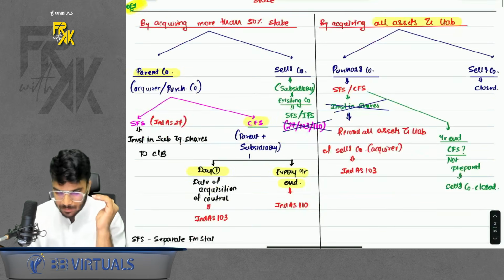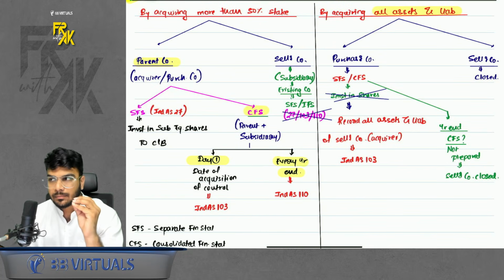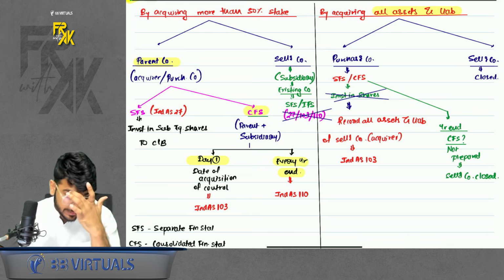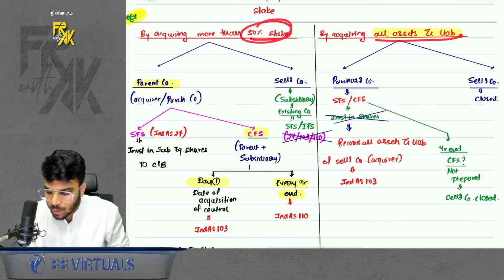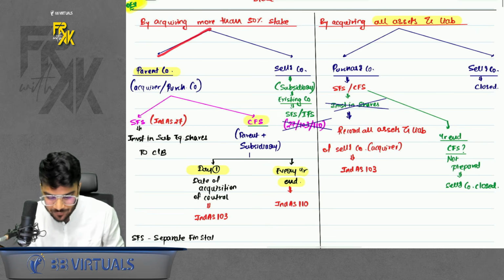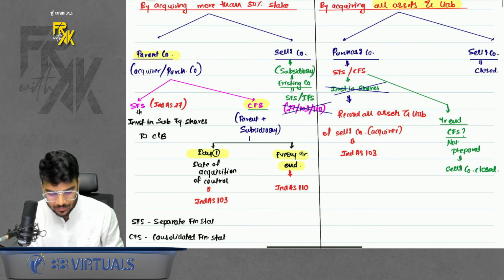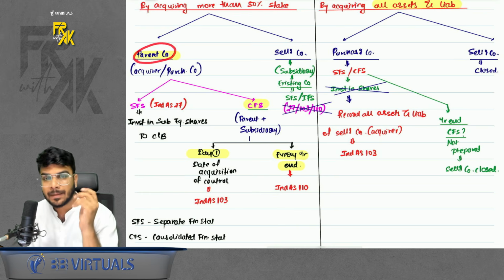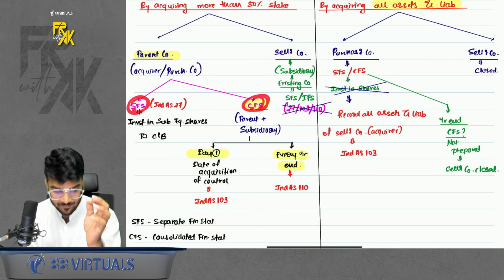Now, in case you remember, in class I gave you a detailed discussion on how things will happen when you acquire control through stake or when you acquire control through assets and liabilities. So let's revise that part as well. In case you acquire control through stake, you are the parent company, the acquirer or purchasing company. This parent company prepares two types of financials. One, it will prepare SFS, and one, it will prepare CFS.